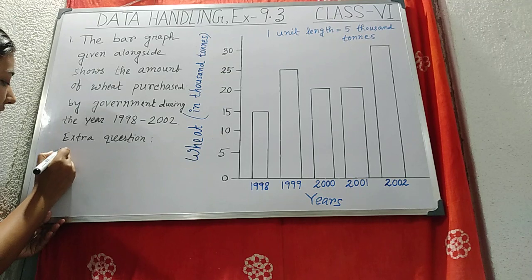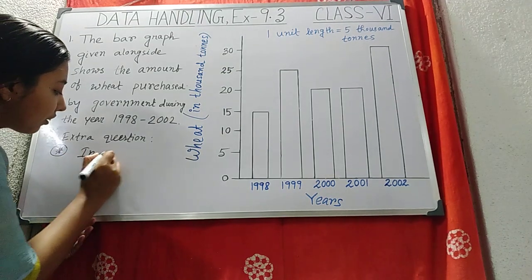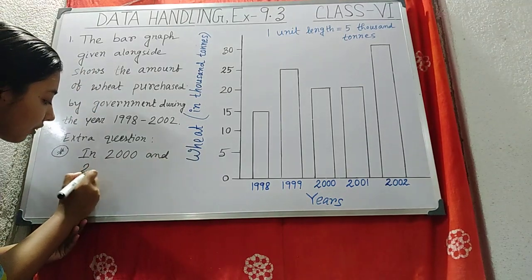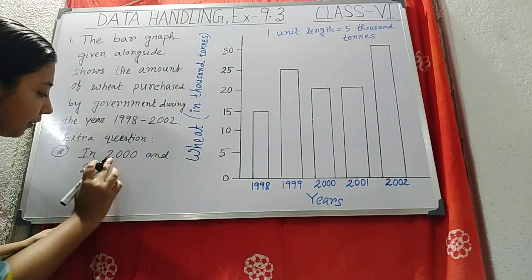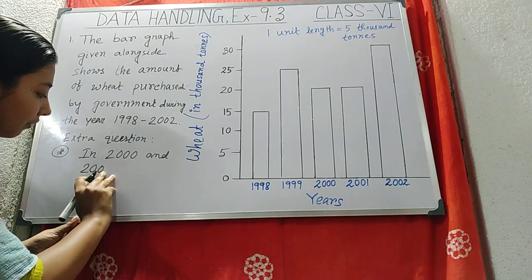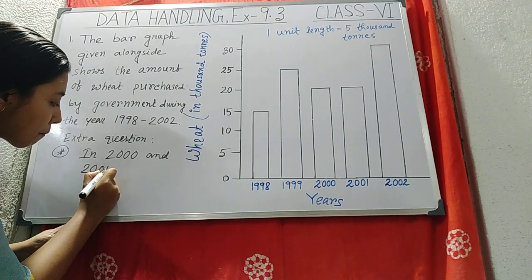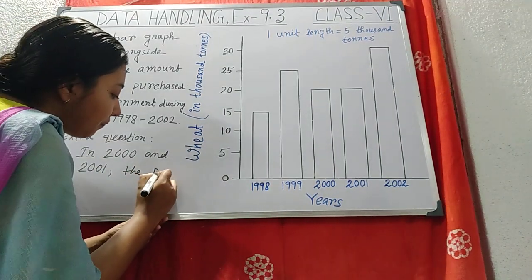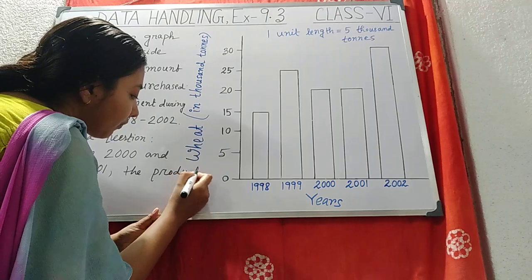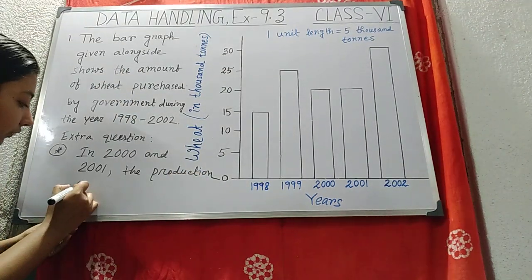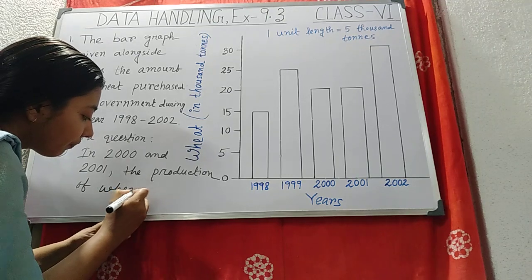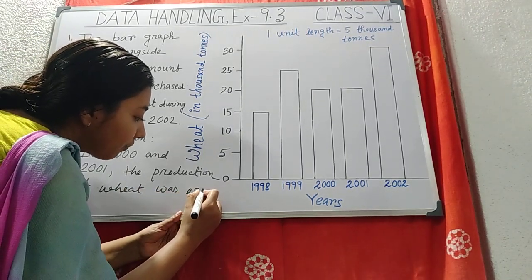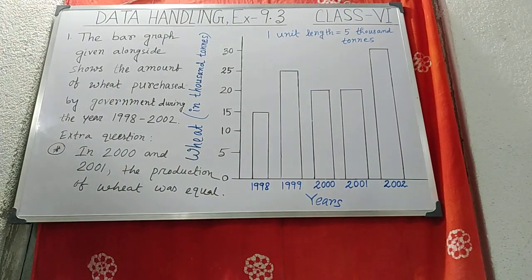Answer of extra question: in 2000 and 2001 the production of wheat was equal. So this will be our answer.